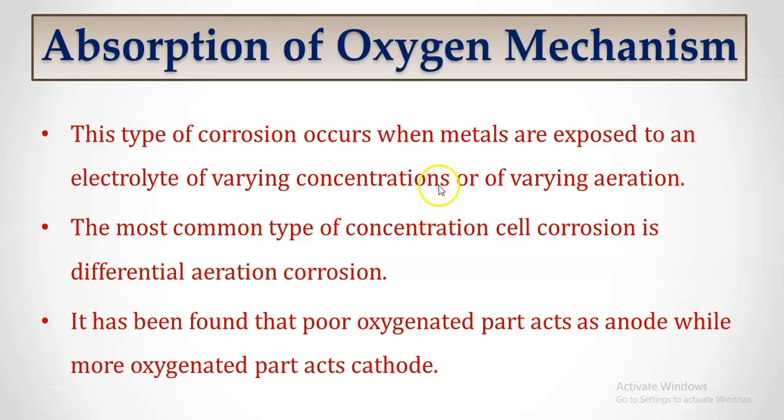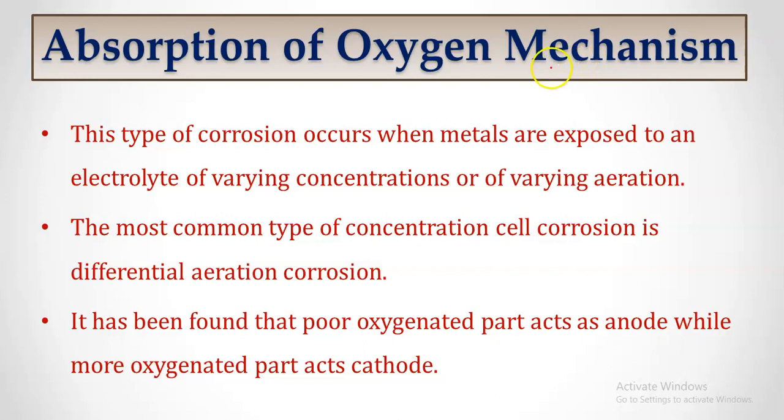Hello students, in this lecture we are going to start the absorption of oxygen mechanism. In the previous lecture we completed the evolution of hydrogen mechanism. Like the previous one, the hydrogen evolution mechanism takes place when the surrounding environment is acidic. The absorption of oxygen mechanism takes place when the surrounding medium is aqueous, neutral or slightly alkaline. That is when this mechanism takes place.